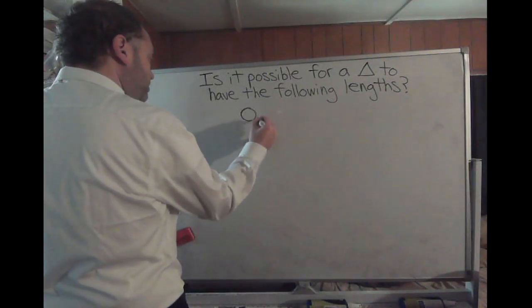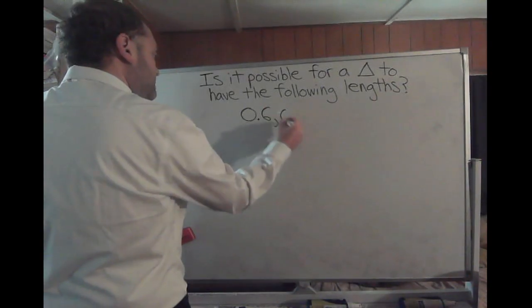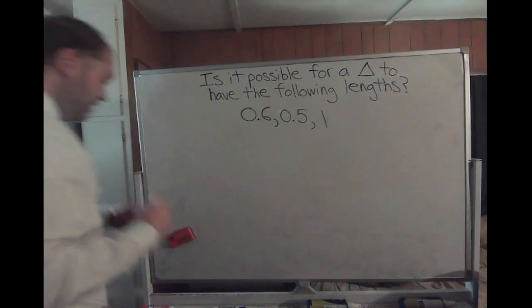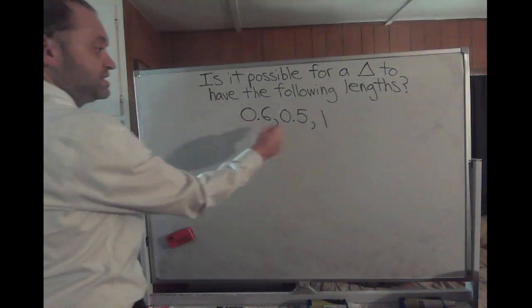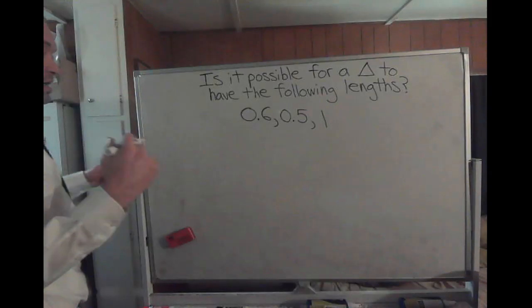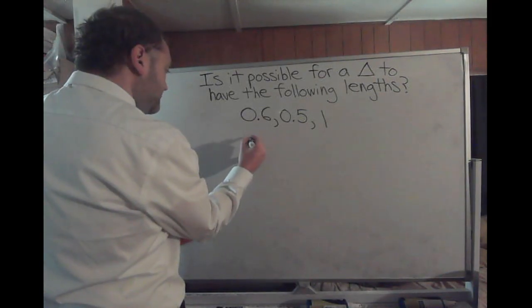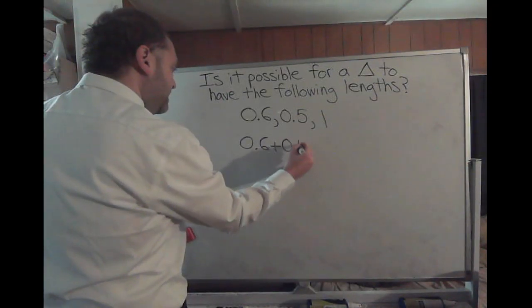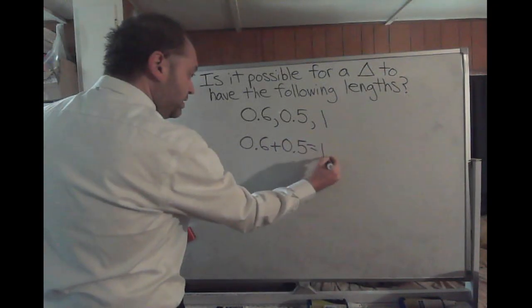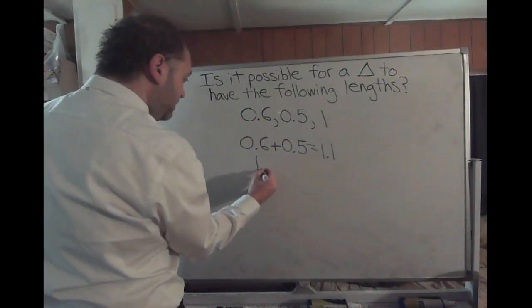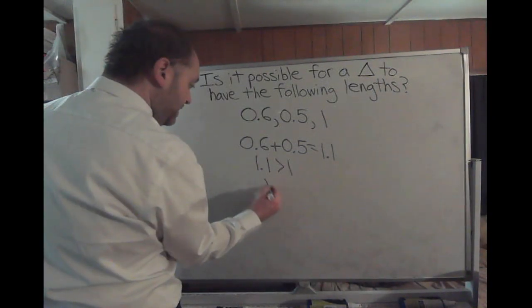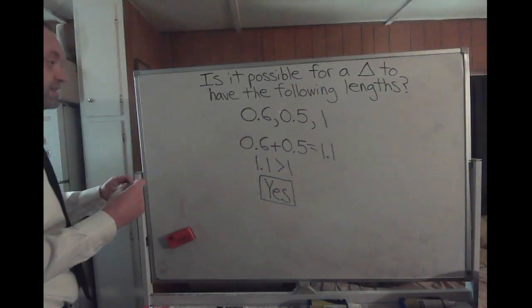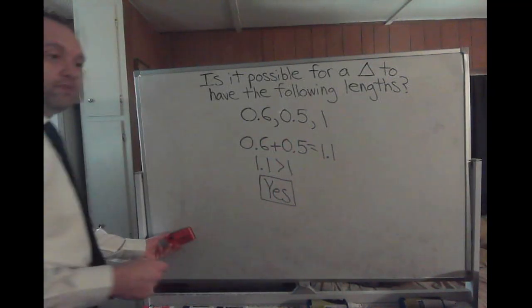Okay, how about 0.6, 0.5, and then 1? Is it possible for a triangle to have lengths 0.6, 0.5, and 1? Well, let's go ahead and add up the first two sides even. 0.6 plus 0.5 equals 1.1. Well, 1.1 is definitely greater than 1, so yes. It is actually possible for a triangle to have lengths of 0.6, 0.5, and 1.